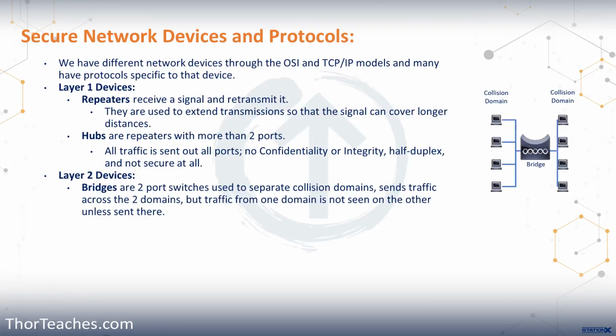And the image over here on the right really is a representation of that. Computers on the left, computers on the right, a bridge in the middle to divide the collision domains. So the 2 computers on the top left and top right would never see each other's traffic unless a workstation from the left needs to talk to one on the right. Bridges are a step forward, but they're still not secure.